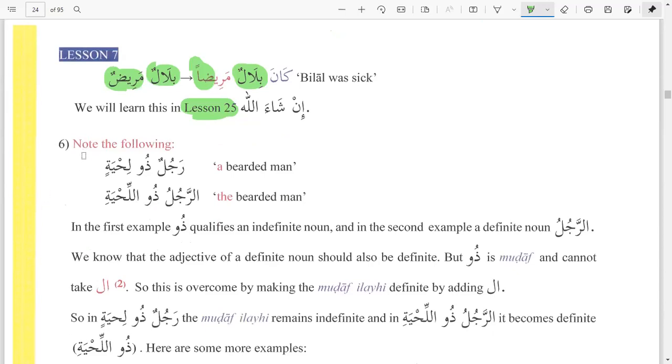Another thing we will learn in this lesson is zu. Zu means have. Rajulun zu lihyatin, a bearded man. Rajulun, a man. Zu lihyatin, a bearded man. So zu is mudaf. It means have, having. We can use both: rajulun zu lihyatin, a bearded man, or rajulun zul lihyati.